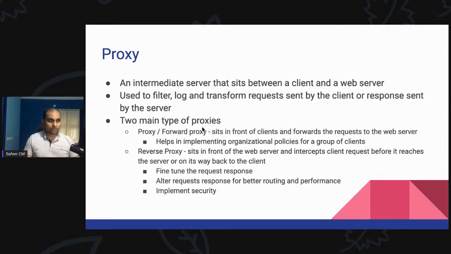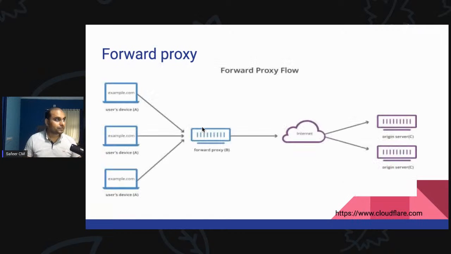You can fine-tune the request and response. It could be altered for better performance. You could introduce zipping or other performance improving mechanisms. You could also implement security. So a lot of companies implement perimeter security or filtering at the end to avoid a lot of attacks using reverse proxies. So this is how the forward proxy looks.